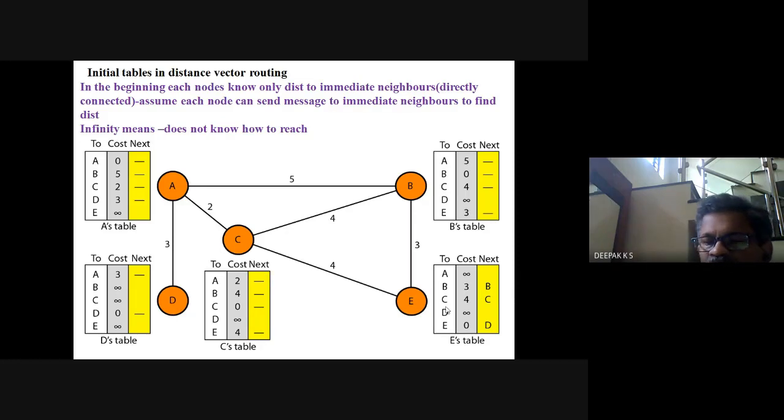So E also. In the starting there will be infinity. So in the beginning, each node knows only distance to immediate neighbors, so directly connected. Now we somehow have a mechanism by which each node knows this is 5 and this is 3, like that. So we will assume each node can send a message to immediate neighbor to find distance.